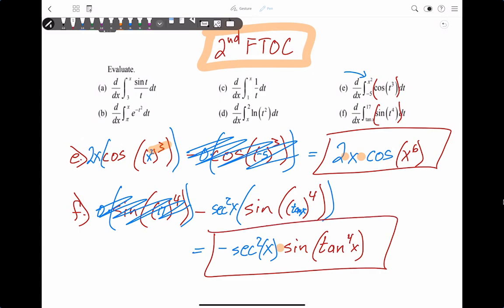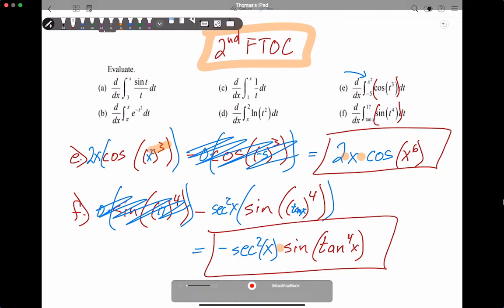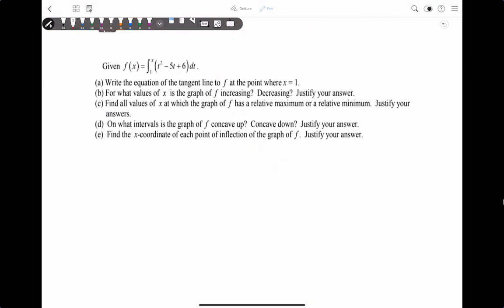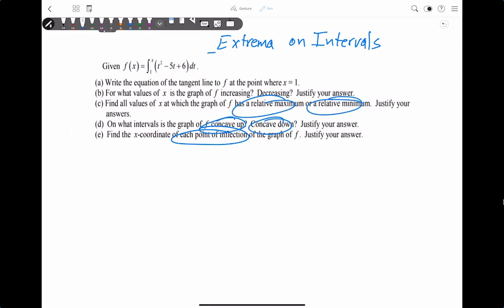Okay, so those are the fundamentals of the second fundamental theorem of calculus, as far as making sure you understand how to do the process itself. Now, let's go ahead and move on to our warm-up example, if you will. We're going to review a little bit of extrema on intervals. Extrema on intervals are talking about when things are increasing, decreasing, concave up, down, all those good things, points of inflection. All of these things are related to that topic.